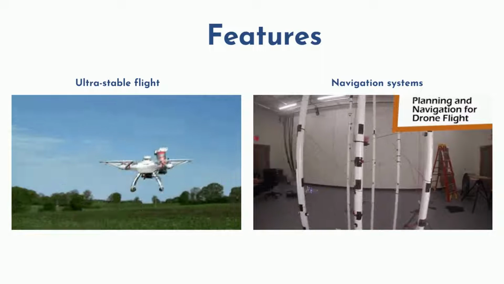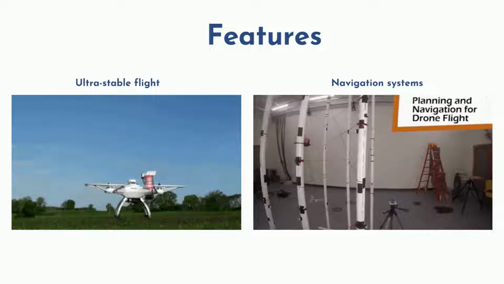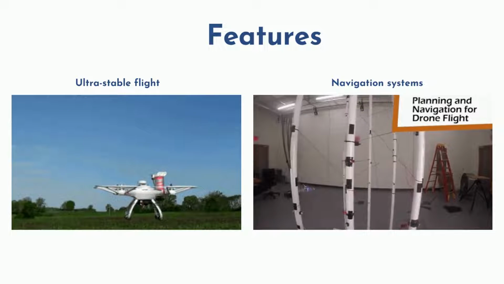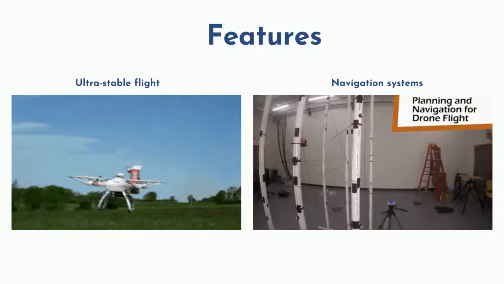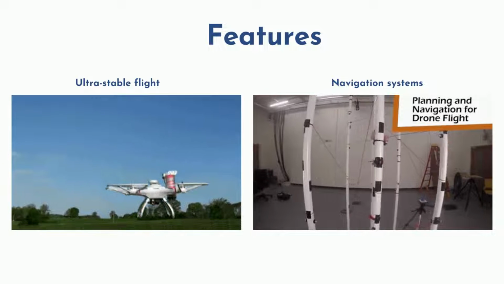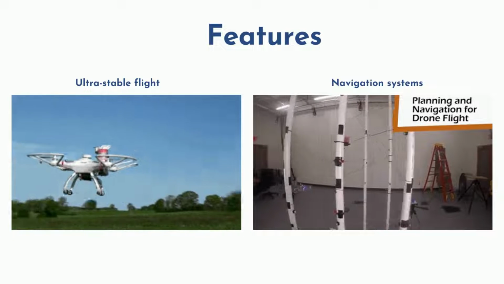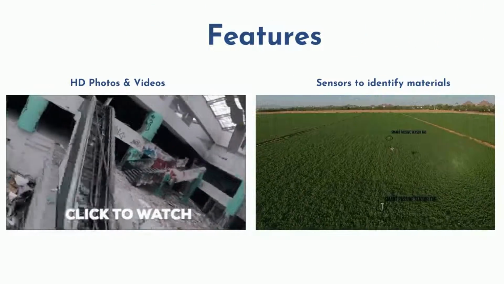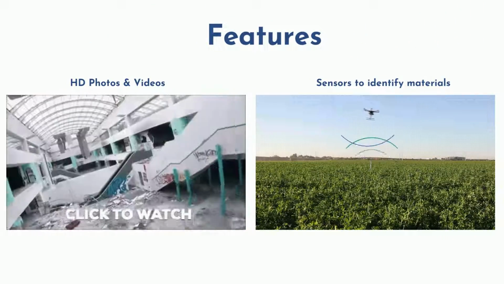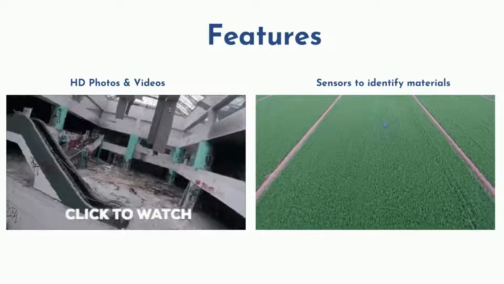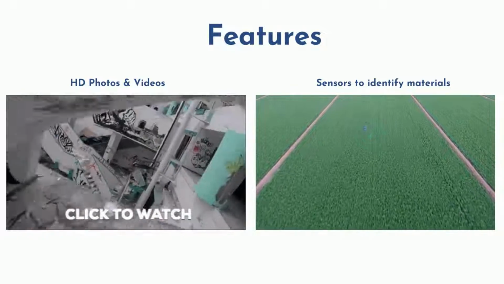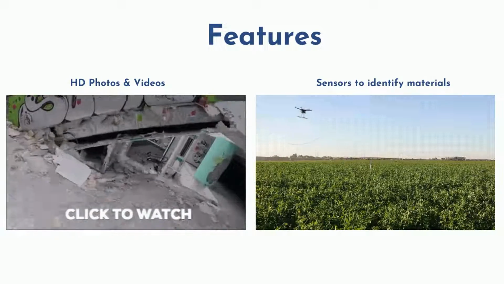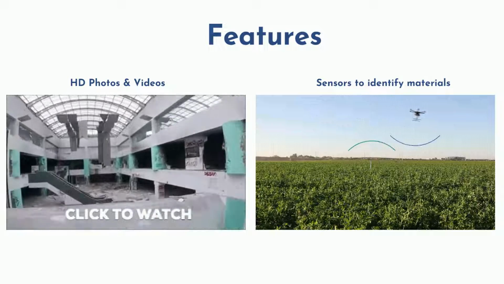Let's now talk about features of drones. Drones have ultra-stable flight. They can hover and perform different acrobatics in the air. Some drones have their own navigation and planning systems. Drones have cameras attached to capture Ultra HD photos and videos. Some drones can be equipped with different sensors for identifying materials. It is commonly used for agriculture.